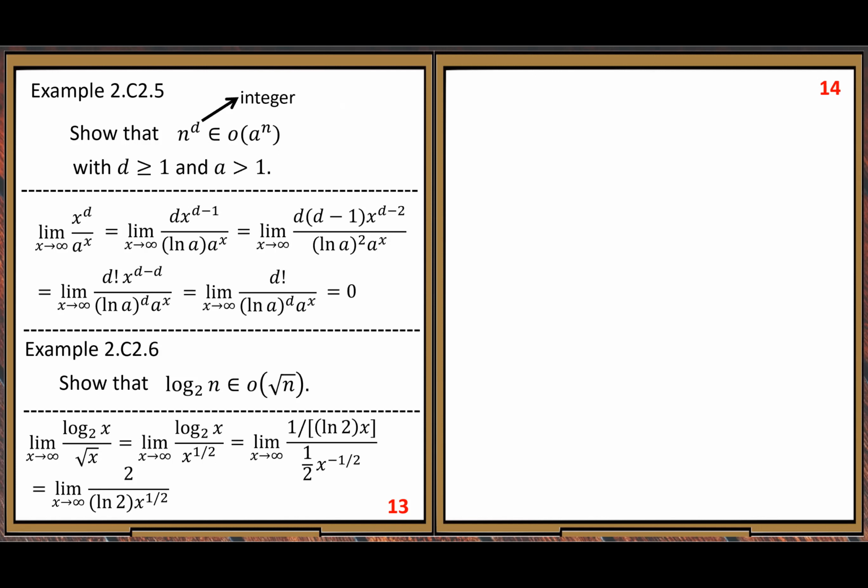All right, at this point, after you get this expression, this new ratio, do not apply L'Hopital's rule anymore. At this point, be careful. Do not apply L'Hopital's rule anymore. Why? We cannot apply L'Hopital's rule another time here.